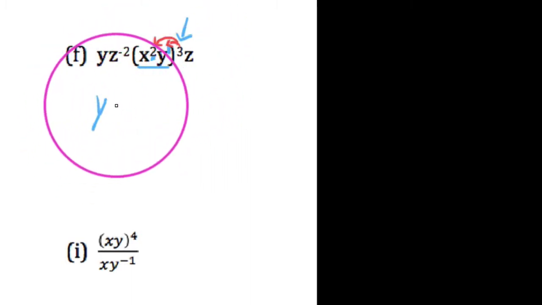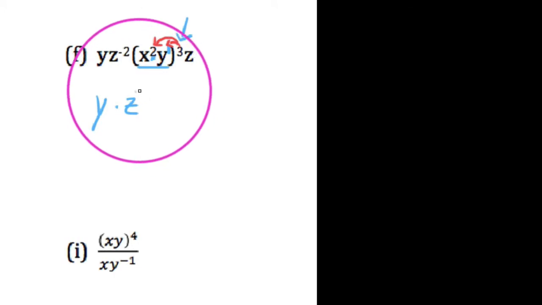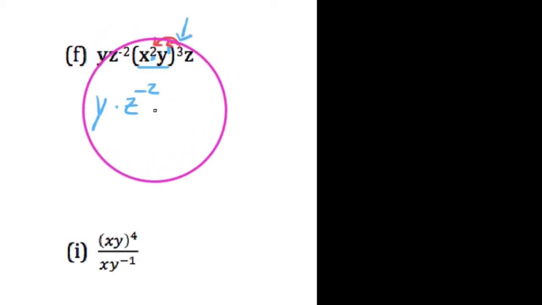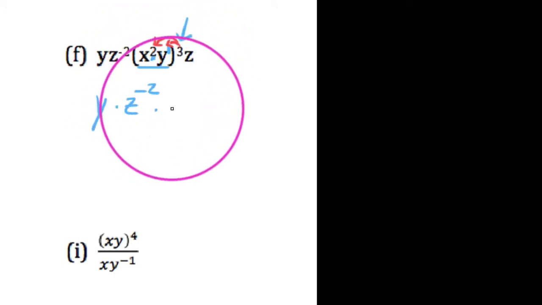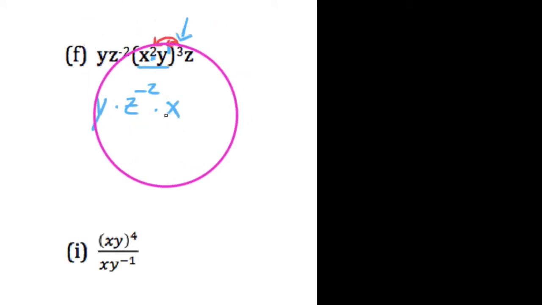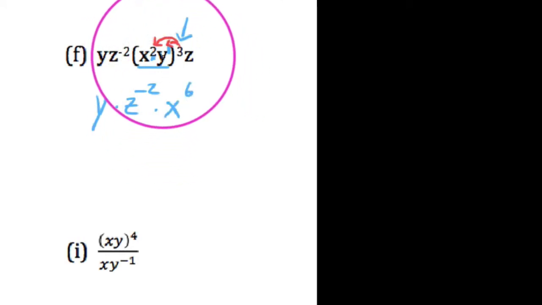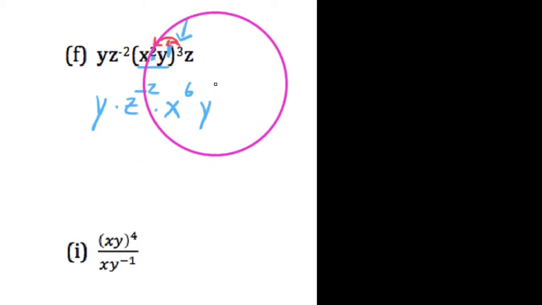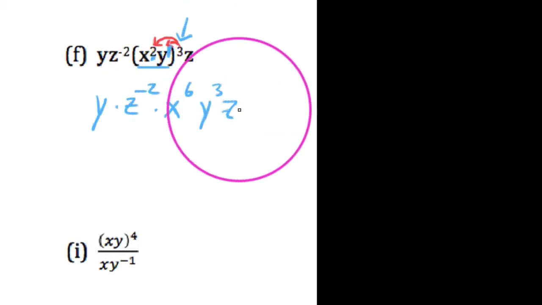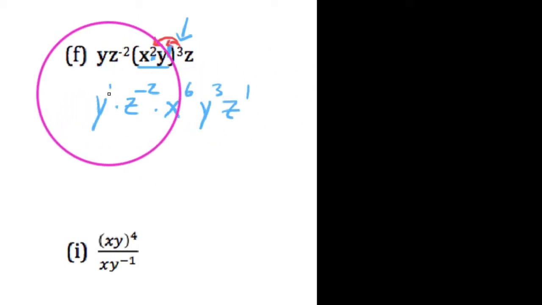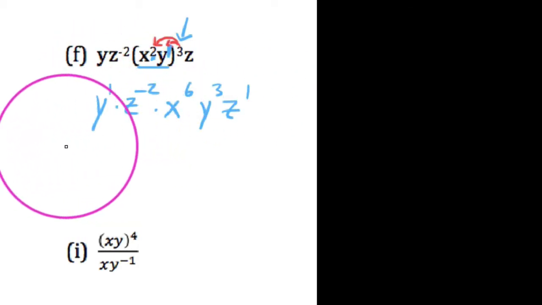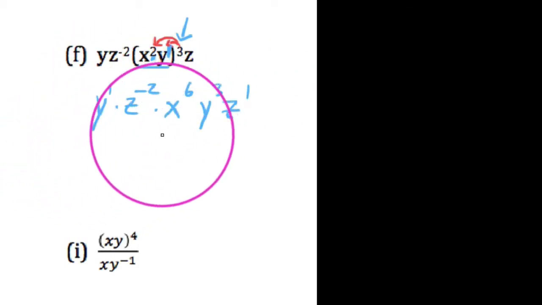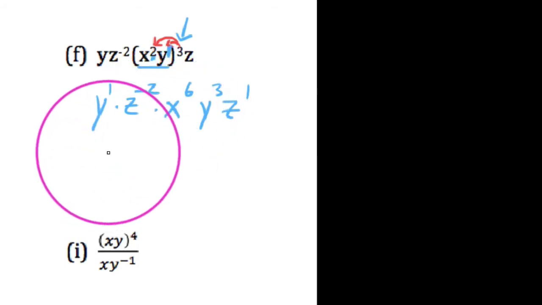So we end up with this y times z to the negative 2 times, now x to the second to the third would be x to the 2 times 3 is x to the 6th. And then we get y to the first to the third is y to the 1 times 3 is 3. And then we have z at the end, and we can write this as z to the first, just like we could write this as y to the first up front. The beautiful thing about multiplication is this. It is commutative, so we can do it in any order we want.